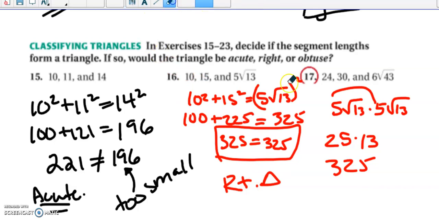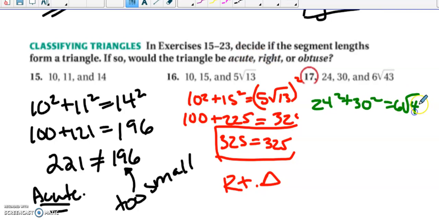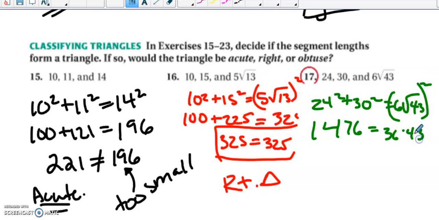And one more. Here we go again. So we have 24 squared plus 30 squared. Does that equal 6 root 43, and we want quantity squared? We have to square the 6 and the square root of 43. 24 squared plus 30 squared gives us 1,476. And 6 root 43, that gives us 36 when we square the 6. And then we square the square root, that cancels out, so that gives us 43.